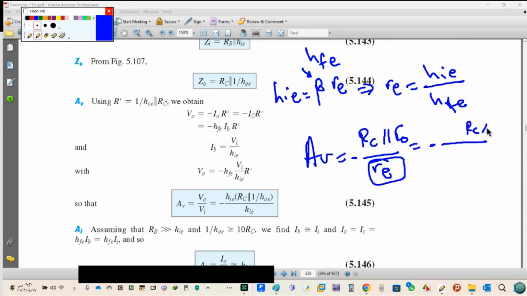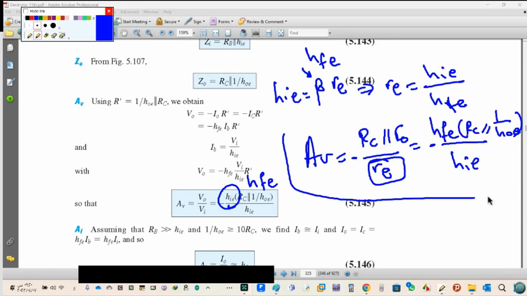RC. RO is 1 over HOE. Here it is down. Take this one, HIE, flip it. HFE. Here it's wrong. HFE, correct it in your book. Also, this is wrong. It is HFE, not HII. Here, HFE, not HII. We don't have double I. This is how we can find this one. So this is HFE, correct, Ahmed? It's HFE.